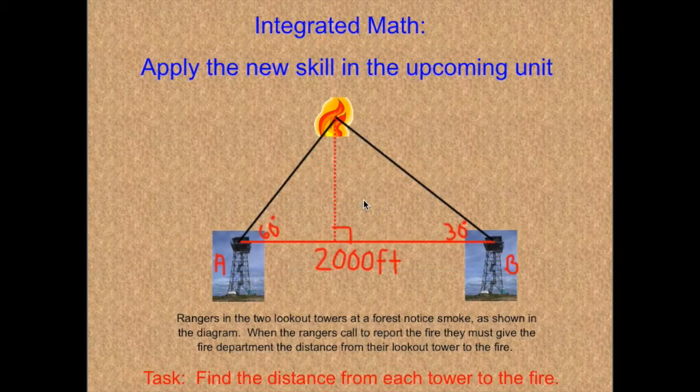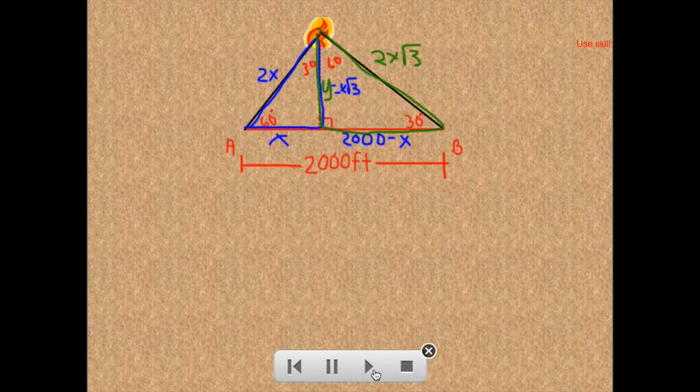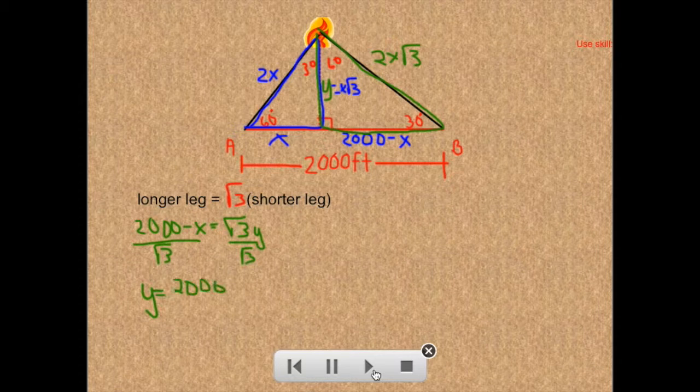In integrated math, students still learn the skill of rationalizing the denominator, but they use it again in the next unit. Here's an example that utilizes the skill. Rangers are in lookout towers, A and B, looking at a fire. When the ranger calls to report the fire, they must report the distance from the lookout tower to the fire. You may see right here that rationalizing a denominator is simply one step in the process.